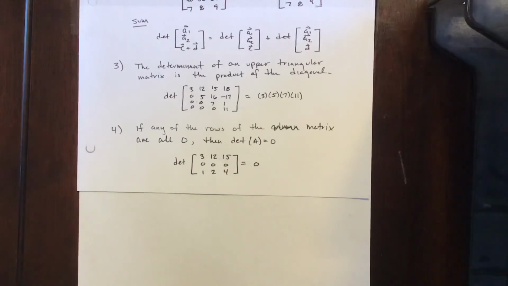So pairing that up with the comments that I made at the beginning of the video, that means one of the rows is a scalar multiple of the other. That's an easy one to see. Row 2 is 0 times row 1. Okay, that makes sense.